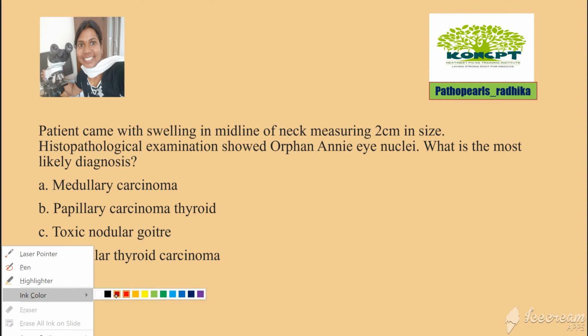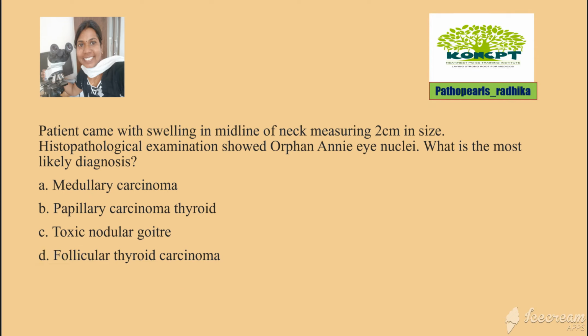Question for today is, a patient came with swelling in the midline of the neck measuring 2 by 2 cm in size. Histopathological examination showed Orphan Annie nuclei. What's your most likely diagnosis? So this is a very important question which was asked in NEET 2019.